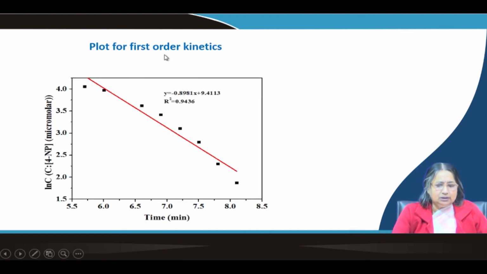You see here first order curves, we know that we have to plot LNC versus time. Okay. So, same data set, but we are plotting LNC versus time. So, you see here it is not a linear curve, it is not following linearity. 0.94 is the correlation coefficient. So, it is not linear. That means it is not following first order reaction.